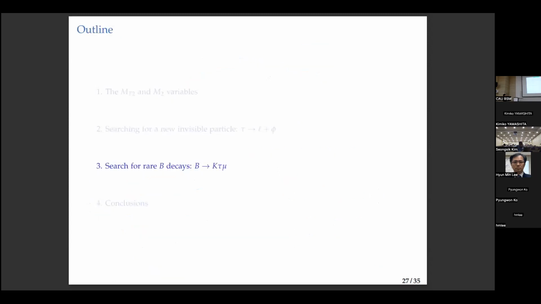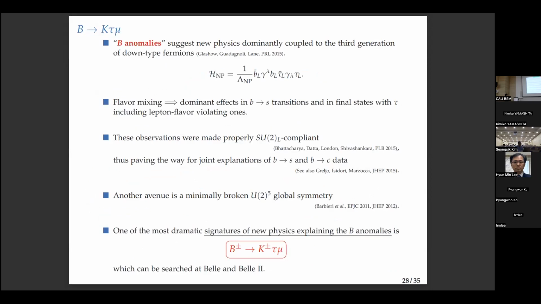And the next example is B2K tau mu, which was also nicely reviewed by the previous talk. Actually, one of the main motivations of this B2K tau mu was the RK anomaly. This has already gone away. But still, B2K tau mu is a very important process for models with lepton flavor violation.